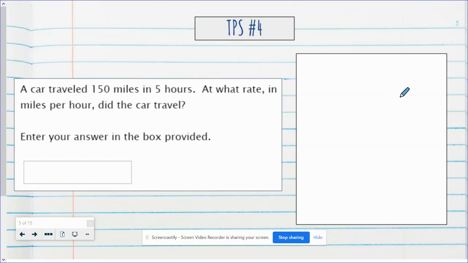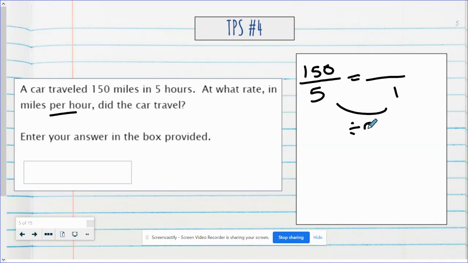A car traveled 150 miles in 5 hours. At what rate in miles per hour did the car travel? So let's write down our information that we have. 150 miles in 5 hours. And we want to go to each or per hour. And per always means 1. 5 divided by 5 is 1. 150 divided by 5.